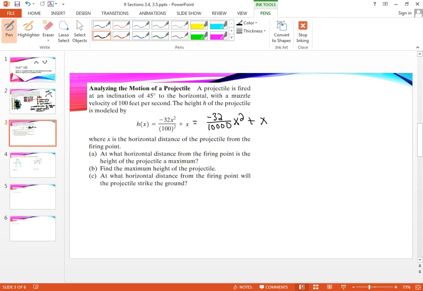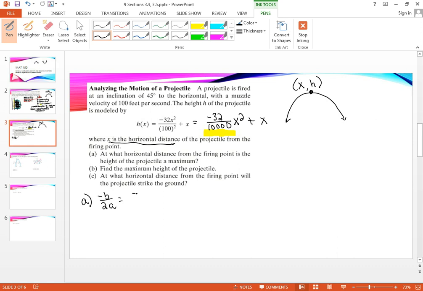Okay, well, if I go back up and I look at my coefficient on my x squared, it's negative. So again, it does make sense. It does open down. It will have a high point. Okay. The x stands for the horizontal distance from the firing point. The y coordinate is going to be the height. Okay, makes sense. All right, so A wants me to find the x value of the vertex. B wants me to find the y value of the vertex. Okay. So A, the negative B over 2A.